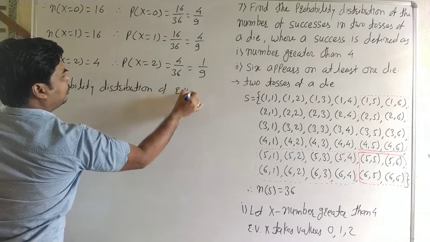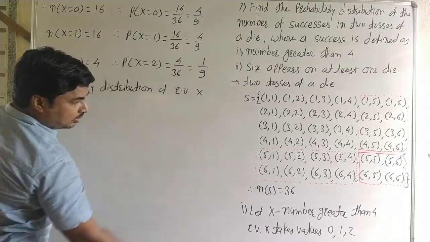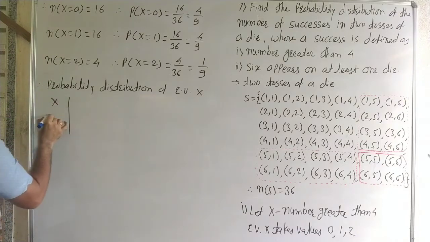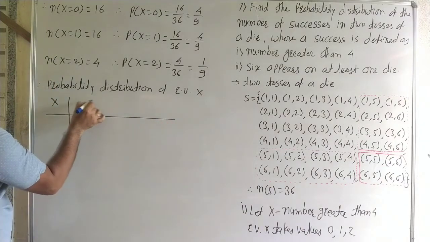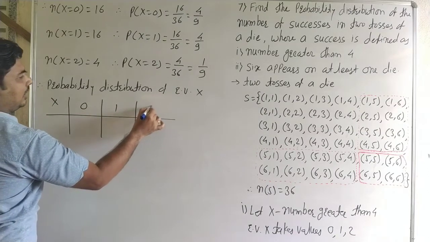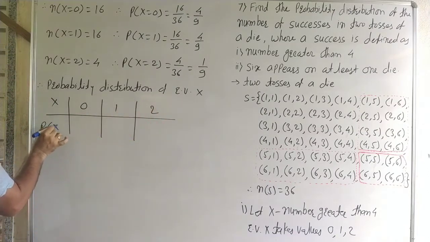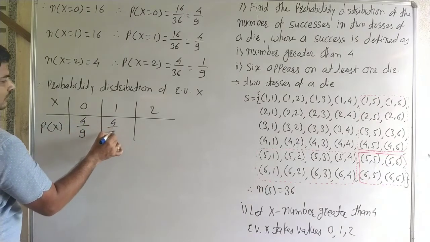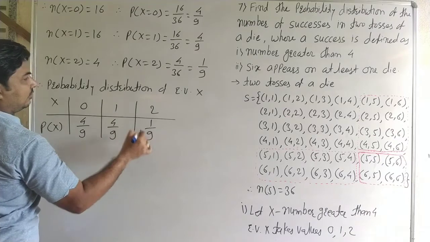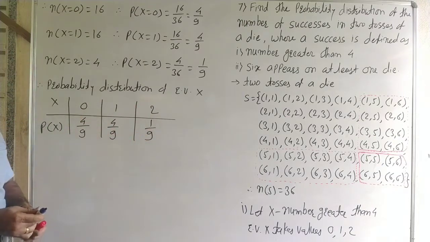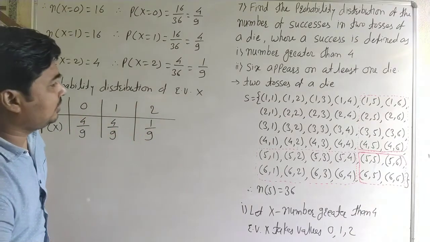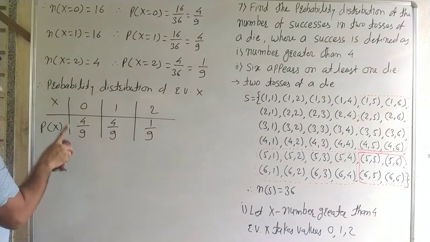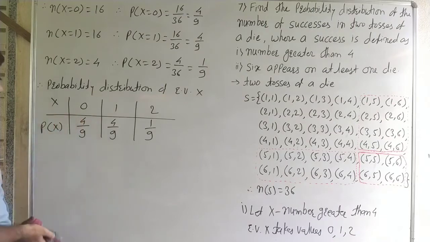Then we write the probability distribution of the random variable x, where x is the number greater than 4: x is 0, 1 and 2, and the probability of x is 4 by 9, 4 by 9 and 1 by 9. Now see carefully this. Now we see the next example, that 6 appears on at least one die.